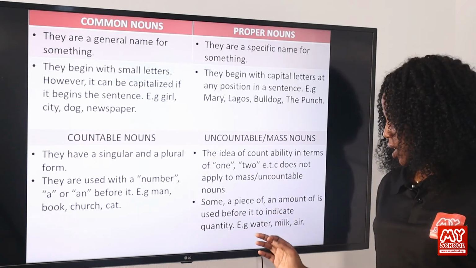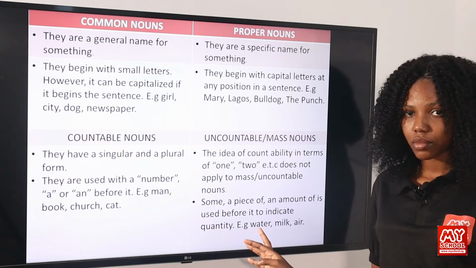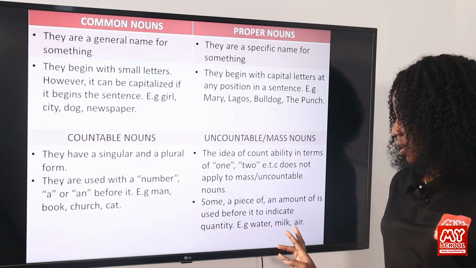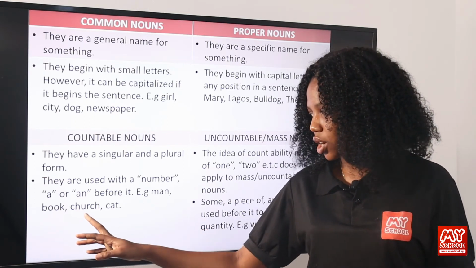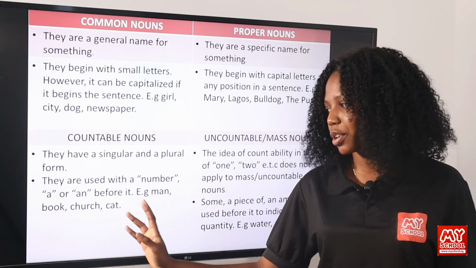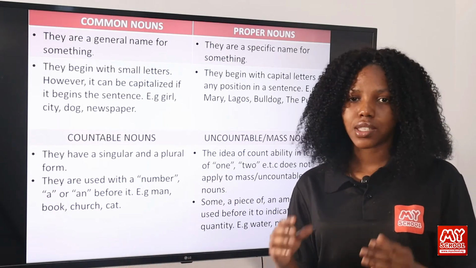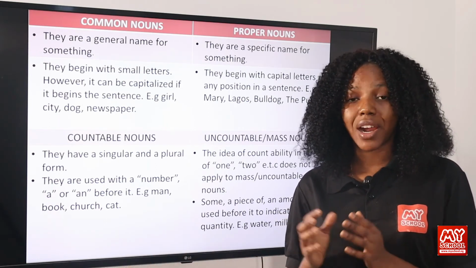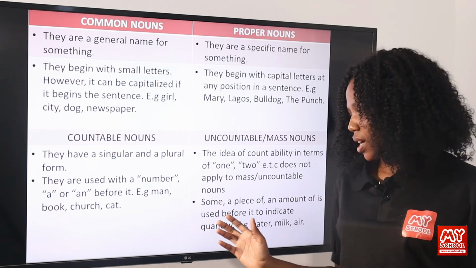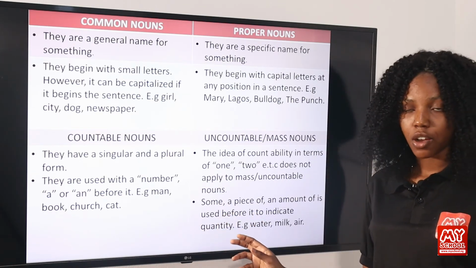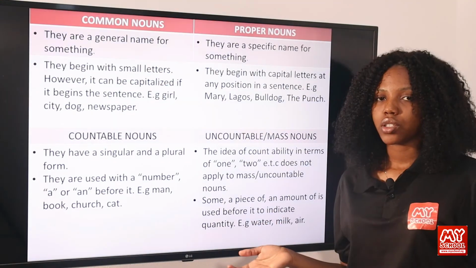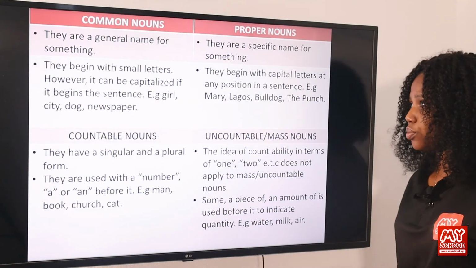And as you can see from the examples: water, milk, air. For countable nouns, here we have man, book, church, and cat. So all of these can be counted. We have a standardized way of writing the plural form, but here this is the way you can show quantity for uncountable nouns. So right now, let's move to the next two.